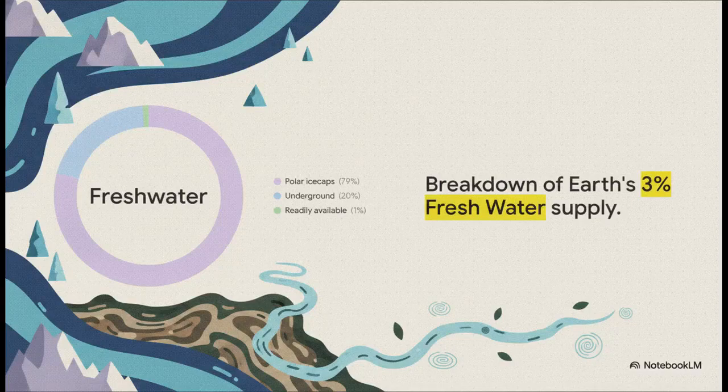Now let's consider the hydrosphere. We're always taught that Earth is 71% water, right? But 97% of it is ocean salt water. Of the tiny 3% that's actually fresh, look at how severely restricted its distribution is in this breakdown. 79% is locked away in polar ice caps and glaciers. Another 20% is trapped deep underground. That leaves exactly 1% of the Earth's total fresh water readily available in rivers and lakes for ecosystems and human use.